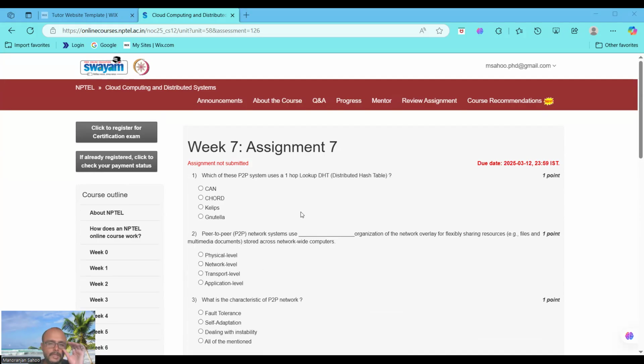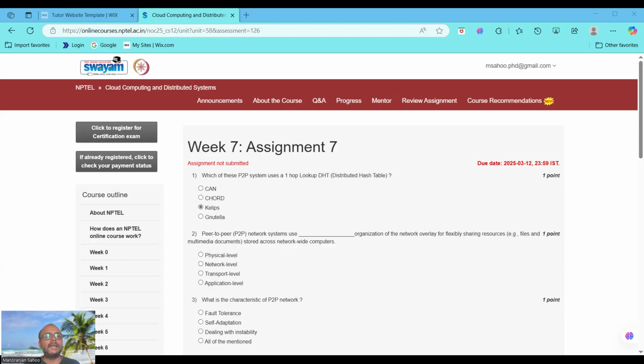Which of these P2P systems uses a one-hop lookup DHT, distributed hash table? That is Calypso. Okay. Why do we choose Calypso? Let's see what happened in Calypso. A distributed hash table is a decentralized system for key-value lookups in P2P networks. One-hop lookup: the lookup results in a single hop, meaning each node knows enough to directly route to the target.